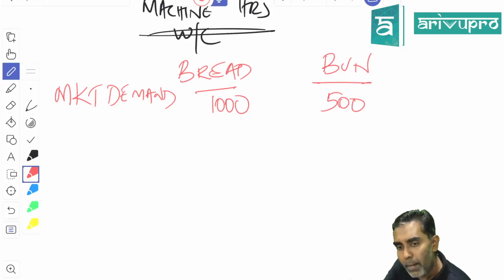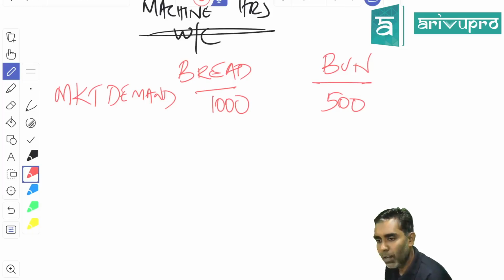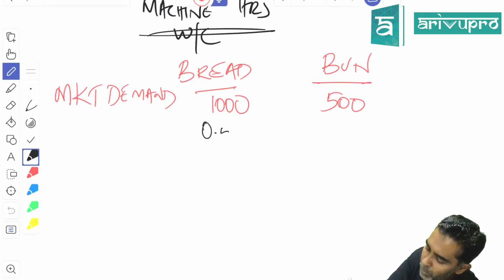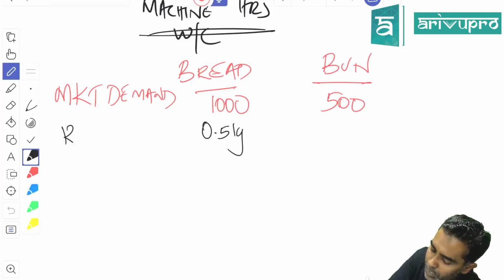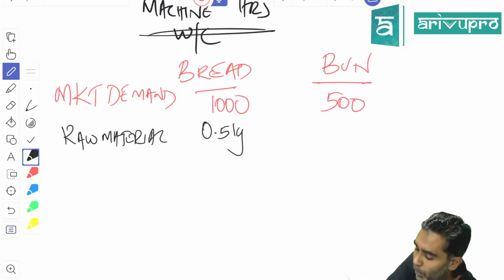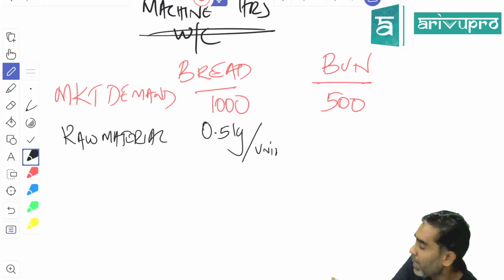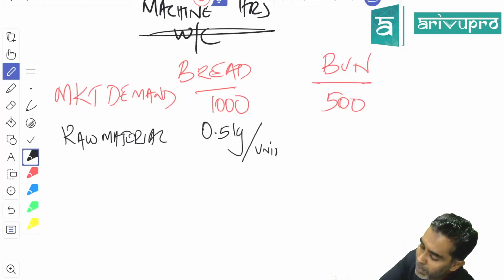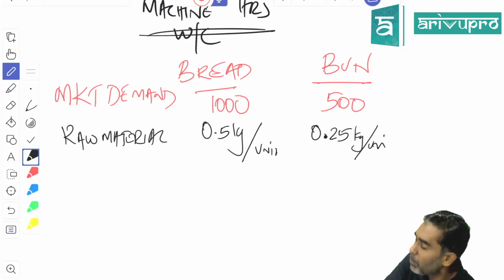To make this bread and bun, let's take one type of raw material, which is wheat flour. To make bread, you need 0.5 kilogram of wheat flour per bread. Whereas for bun, each unit will require 0.25 kilograms per bun.